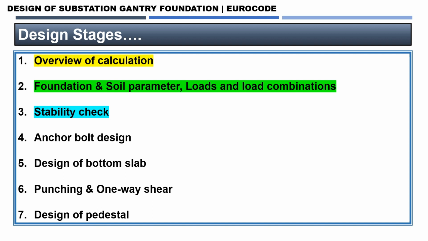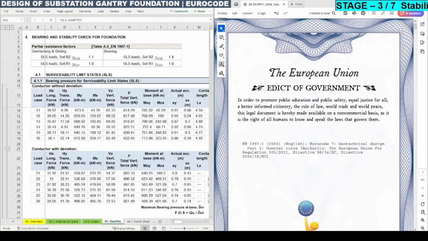In the fourth, the upcoming, we will be looking at anchor bolt design. In the fifth, the design of the bottom slab. Sixth is punching and one-way shear. Seventh is the design of the pedestal. Now we will look into the detailed calculation.